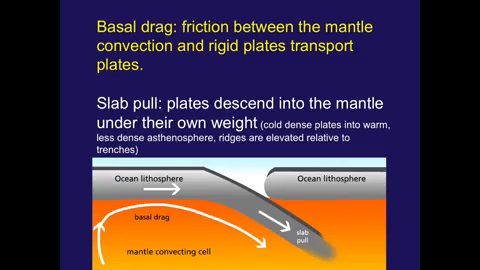On the other hand, slab pull is the force applied as the plates descend into the mantle under their own weight. Remember that the crust is going to be much cooler than the asthenosphere that it's being drawn into, and that these ridges are also elevated relative to the trenches. So there is a slope to the crust as you go from the ridge into the trench where the plate is being subducted under the lithosphere.